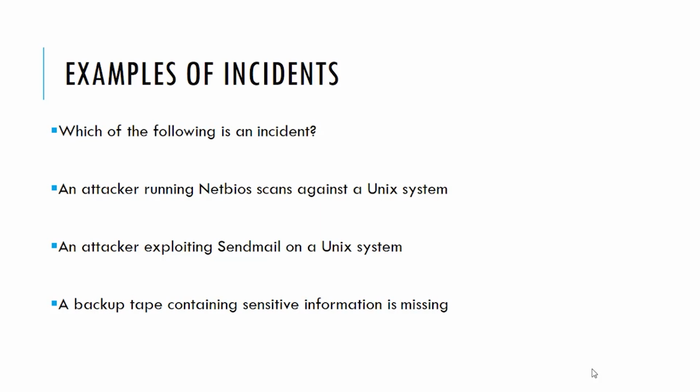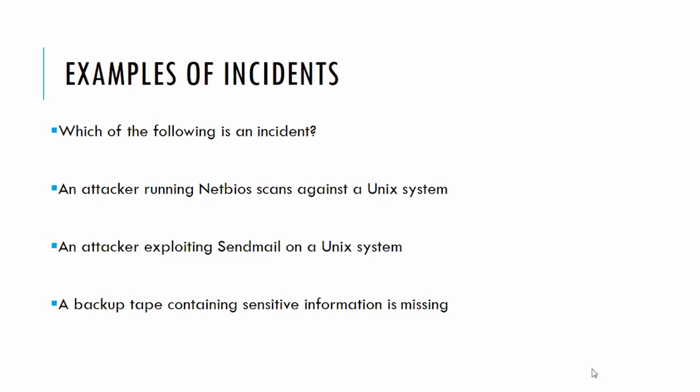But the third one: a backup tape containing sensitive information is missing. Here you have a probability that this backup tape is being legitimately used by the system administrator to restore the information inside it. So it could be an incident, it could not be. It cannot be defined clearly, explicitly, as an incident yet.